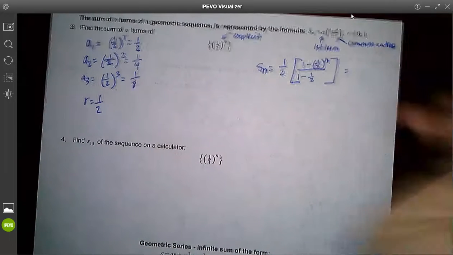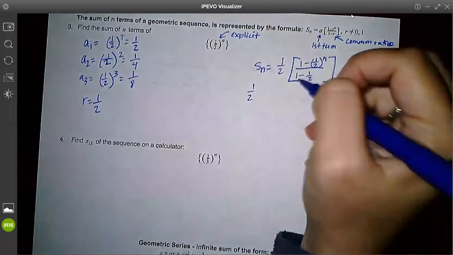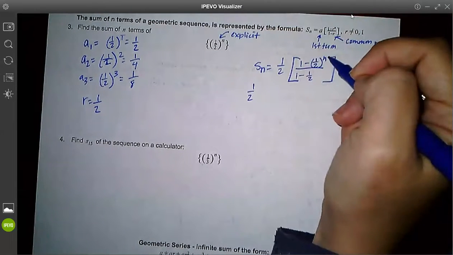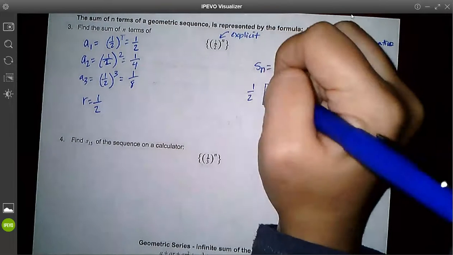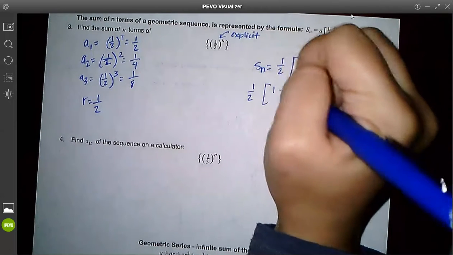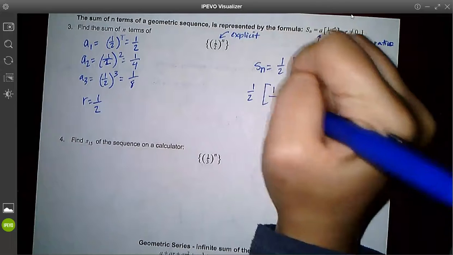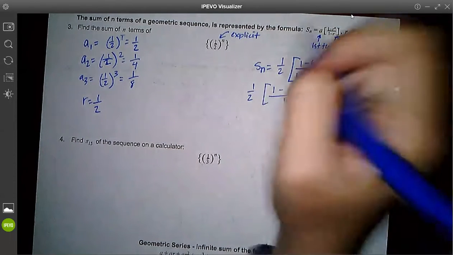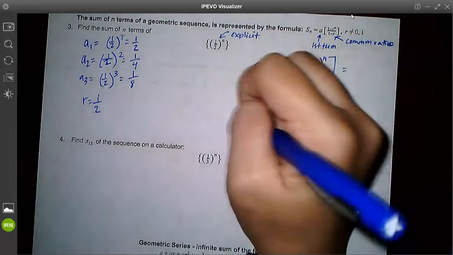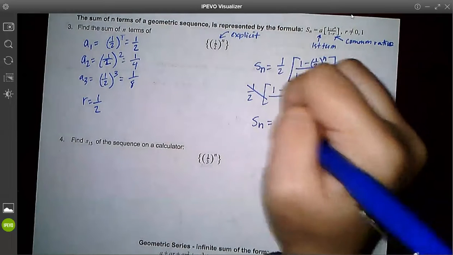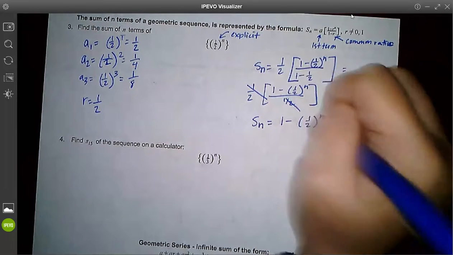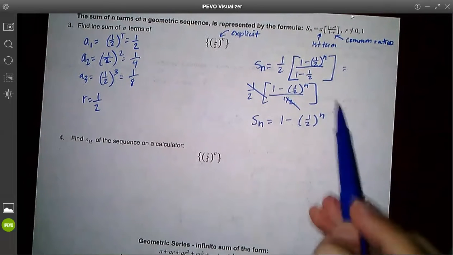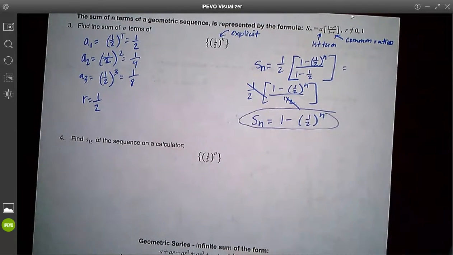So I still have my 1/2 out front. Basically, all I can do here is simplify my denominator because my variable is an exponent. So 1 minus 1/2 to the n over 1/2. Well, I'm multiplying by 1/2 and dividing by 1/2. So S sub n is 1 minus 1/2 to the n. So the sum of n terms is this formula.